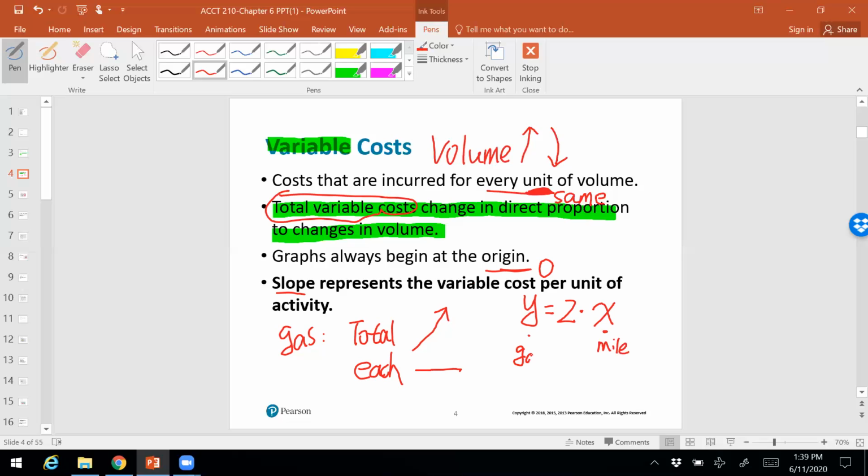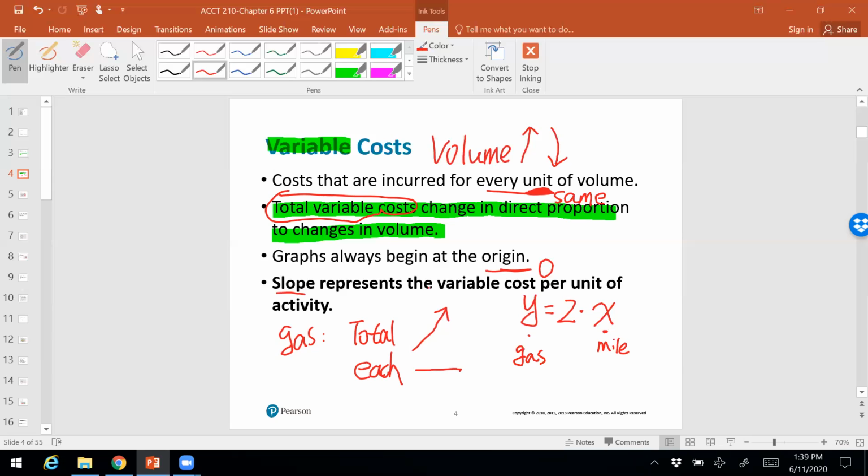How do I interpret that? When I drive 0 miles, my gas cost will be 0. That's it, it started at the origin. And if I drive 1 mile, my gas cost will be $2. If I drive 2 miles, the cost of gas will be $4.